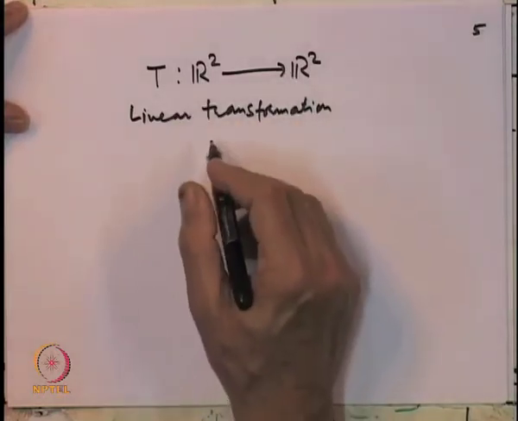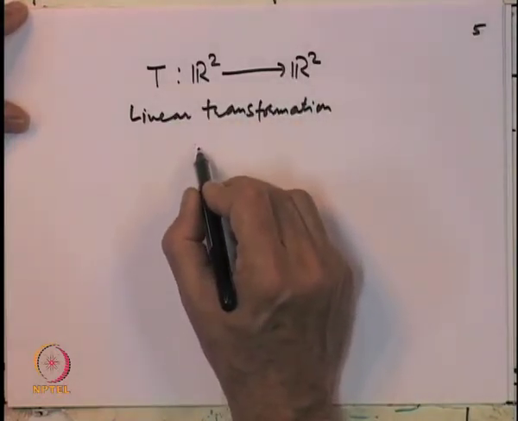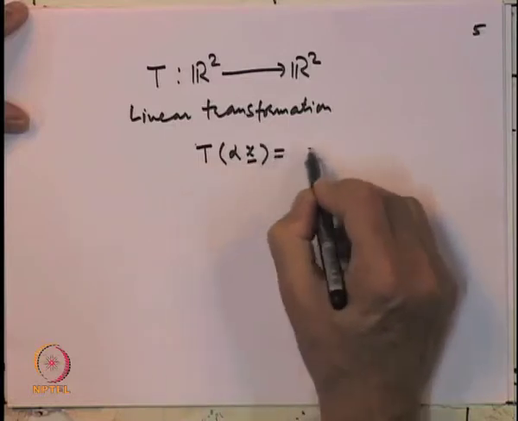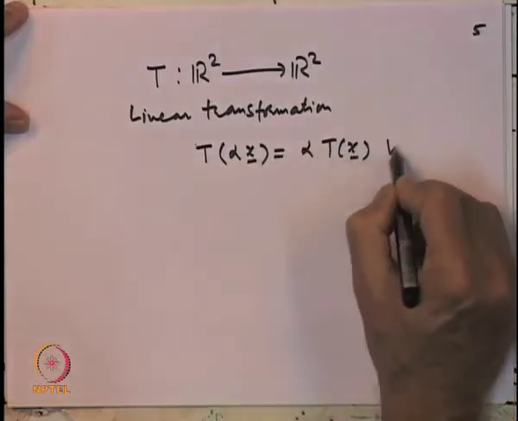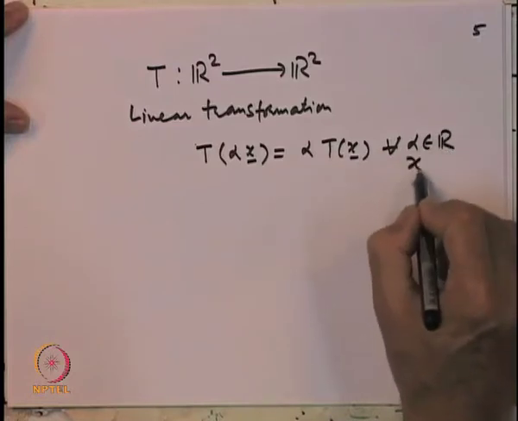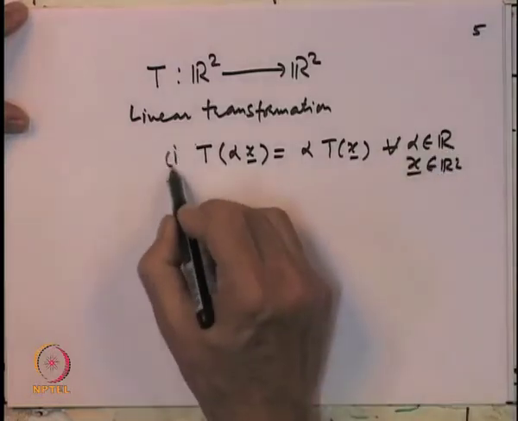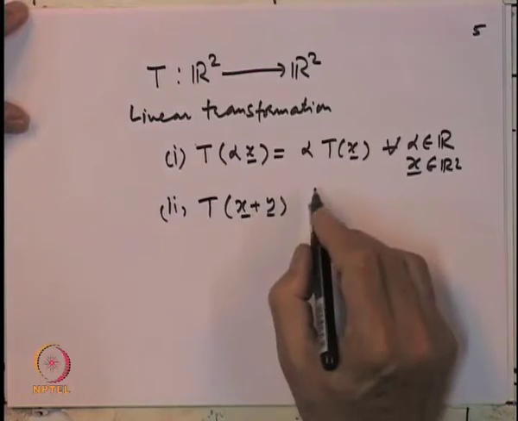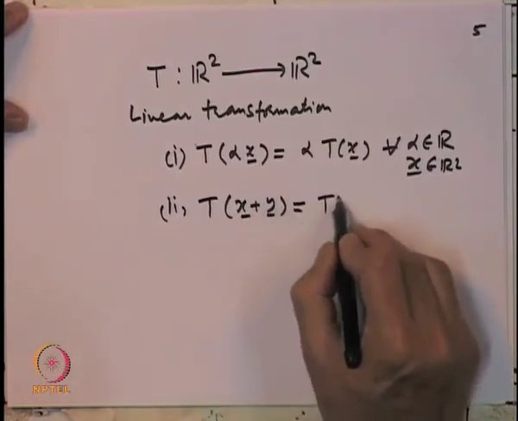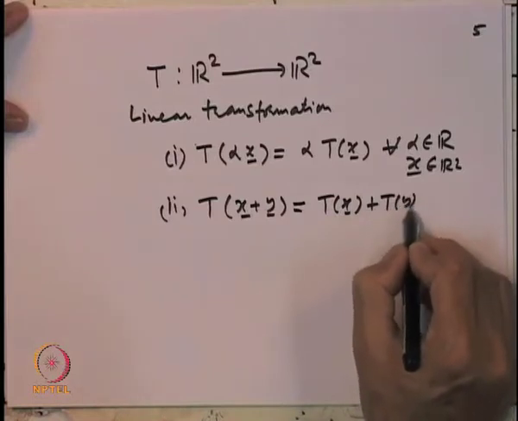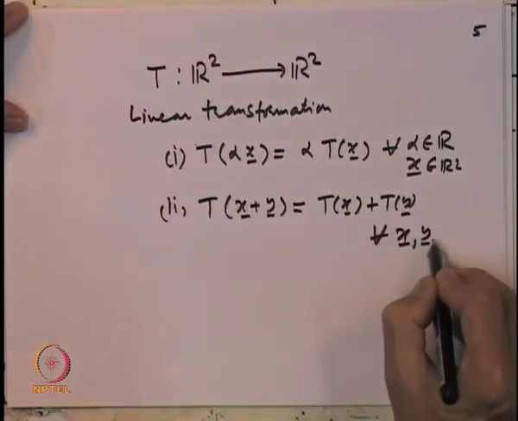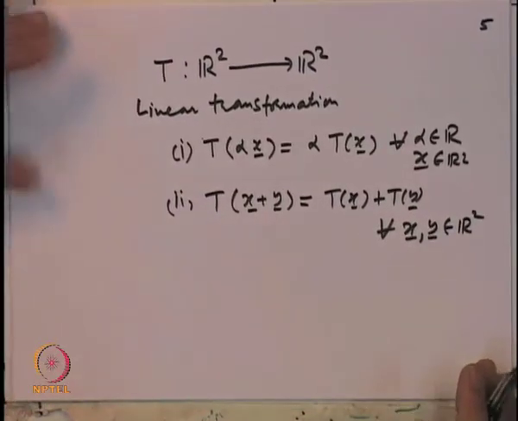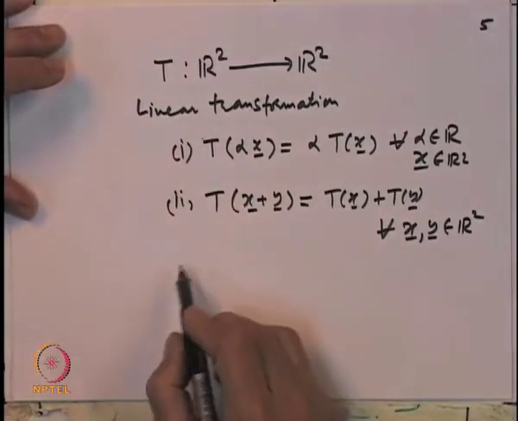A linear transformation is a function T from R 2 to R 2, which has the following properties. First, T of alpha times a vector x is alpha times T of x, for every alpha belonging to R and every vector x belonging to R 2. And second, for any two vectors x and y, T of x plus y is equal to T of x plus T of y, for every x, y belonging to R 2. Such a map is called a linear transformation.